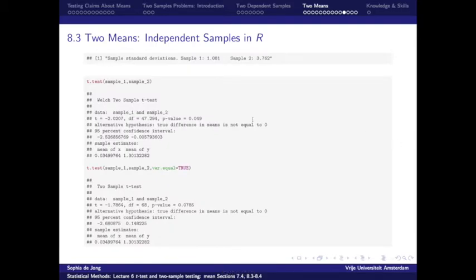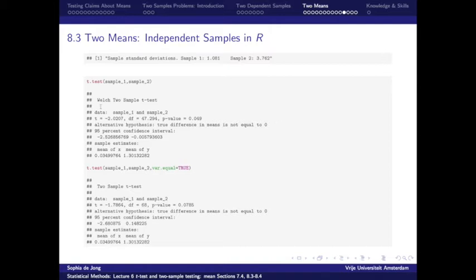In R, you can use the command t.test to perform a t-test. If you substitute two samples here, then by default, R will perform an independent sample t-test under the assumption that the two population standard deviations are unequal, which is in this case a reasonable assumption because sample 1 has this standard deviation and sample 2 has that standard deviation. Also, by default, the test tests the alternative hypothesis that the true difference in means is not equal to 0. So, by default, this is a two-sided test.